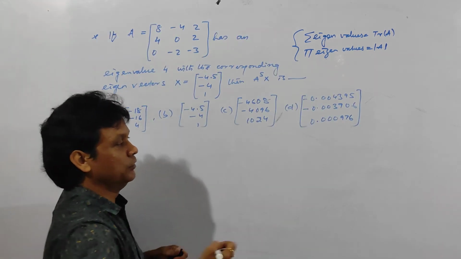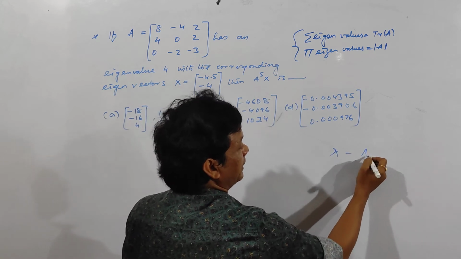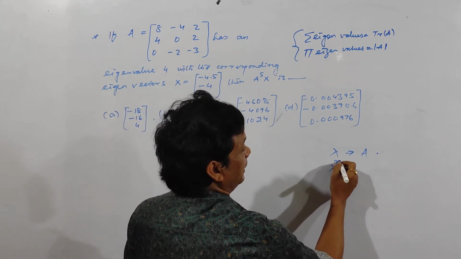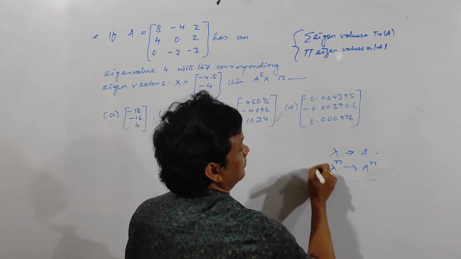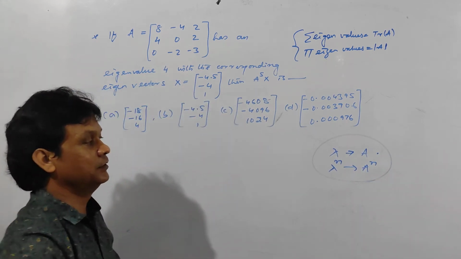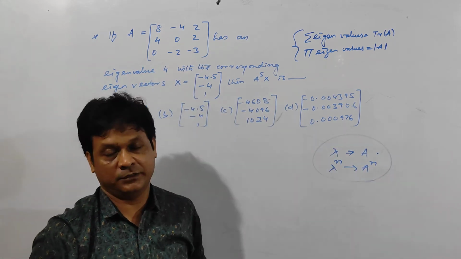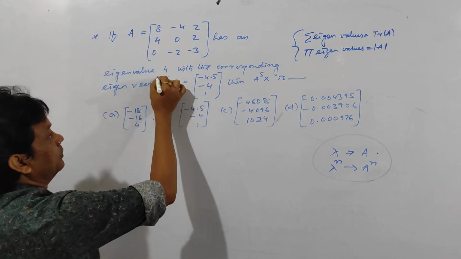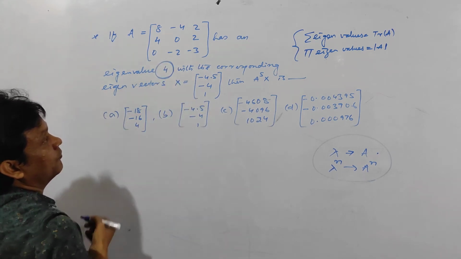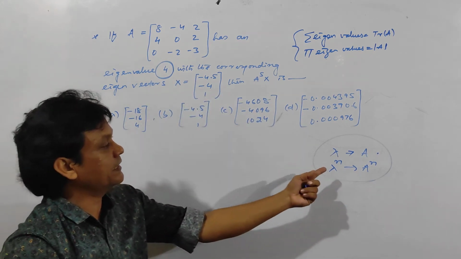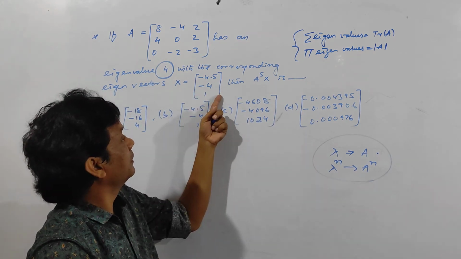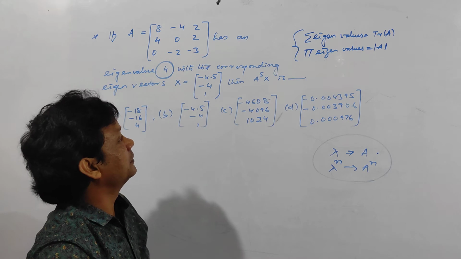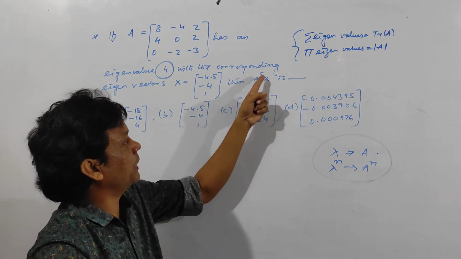See, already I have told you, if lambda is an eigenvalue of the matrix A, then lambda to the n is an eigenvalue of A to the n. Clear? And this one I have proved it. Here, 4 is the eigenvalue. That means lambda is given. And the eigenvector is given. That means x is given. And A is also given. So you want to find out A to the 5 x.